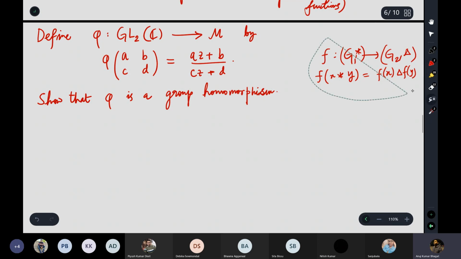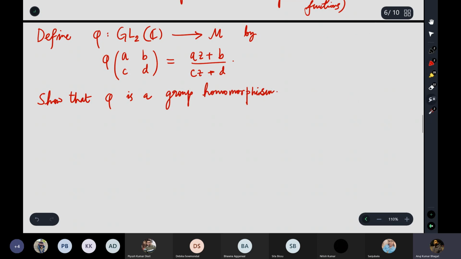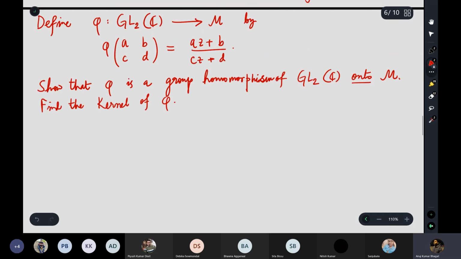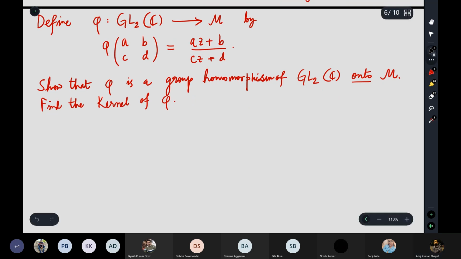So just keep the definition in mind. We'll use this. So show that this is a group homomorphism, and not only that, this is a group homomorphism of GL2C onto M. You have to also prove that this is an onto map onto M, and you have to also find the kernel of phi. So let's start the solution.